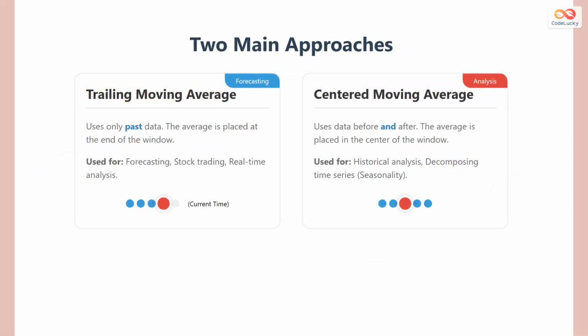There are 2 ways to position our average. The trailing moving average uses only past data and is placed at the end of the window. This is standard for forecasting and trading. The centered moving average places the value in the middle of the window, using future data relative to that point. This is used for historical analysis and understanding seasonality.